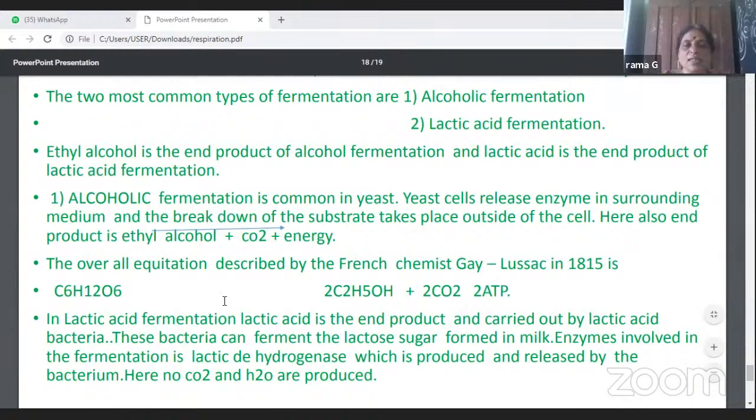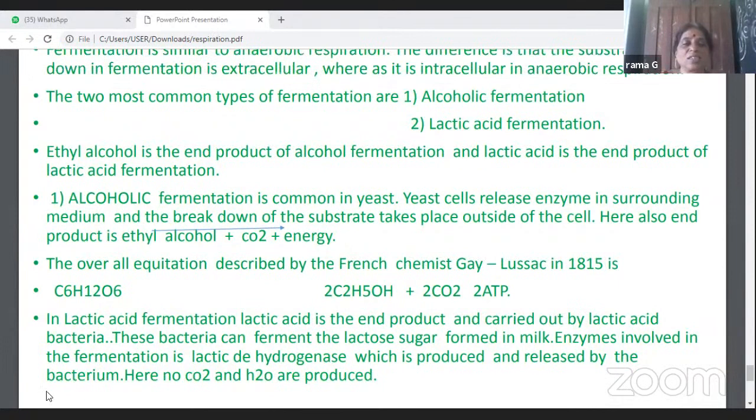C6H12O6 in the absence of oxygen gives ethyl alcohol plus carbon dioxide plus 2 ATP molecules. That is alcoholic fermentation, and these changes were described by the French chemist Gay-Lussac in 1815. He discovered and described all these changes.